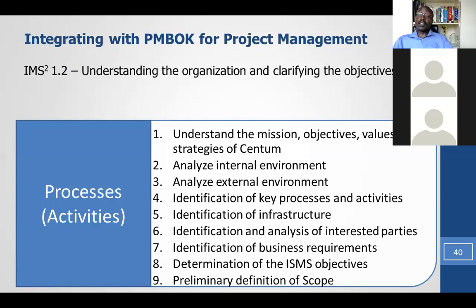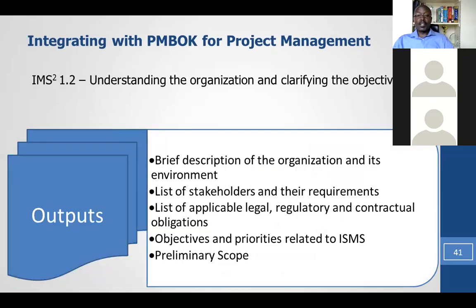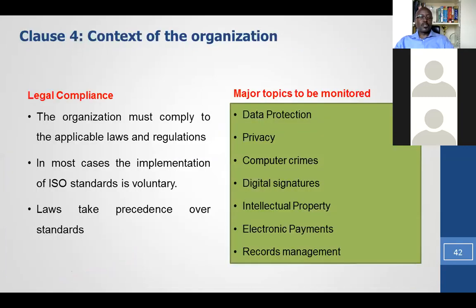So when the auditor comes at the end of the day, they'll be looking at the scope, your preliminary scope, and that scope will be listing all those, and it will be showing that you have done enough work to be able to understand exactly what your organization is and what it is that your organization does. So these would be the outputs: description of the organization and its environment. You'll have a list of stakeholders and what their requirements are, applicable legal and regulatory and contractual obligations and all that. So that would help you now to have implemented 4.1 adequately, and you'd be able to have something that you can show.